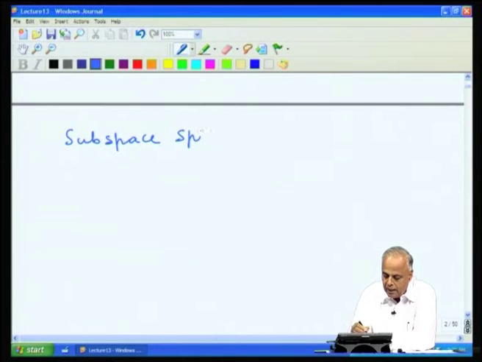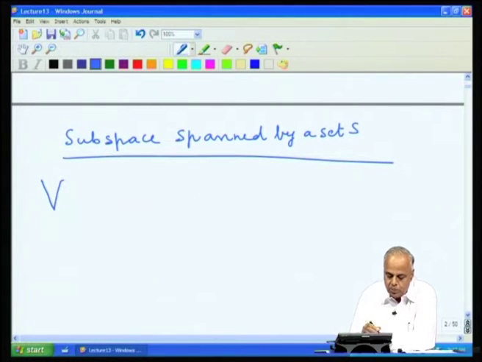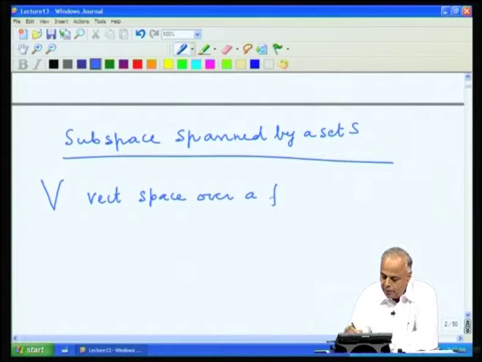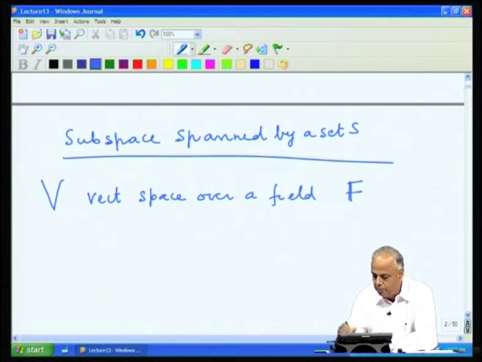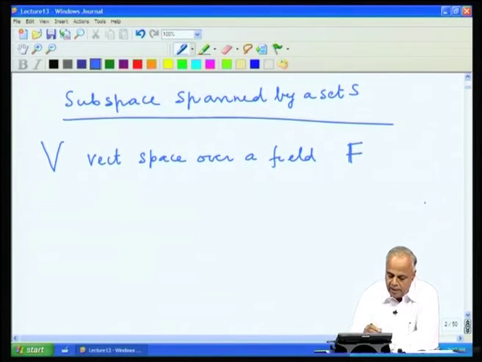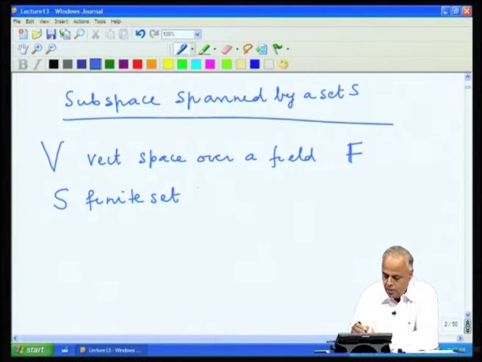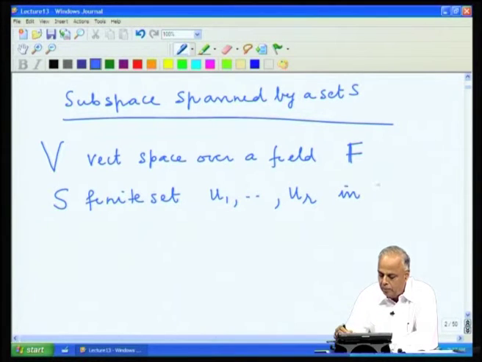spanned by a set S, which we have already seen. So, what we have is a vector space V over a field F. This is always, I keep repeating, the universe in which we work in, the vector space over a field F. Suppose we have a finite set S, u 1, u 2, ..., u r in V.